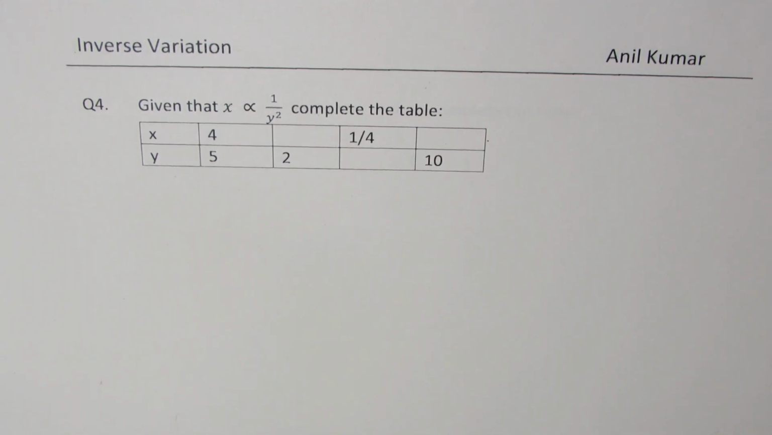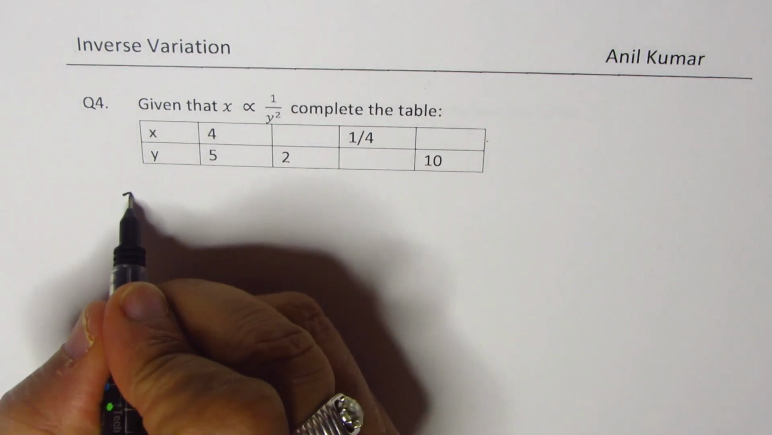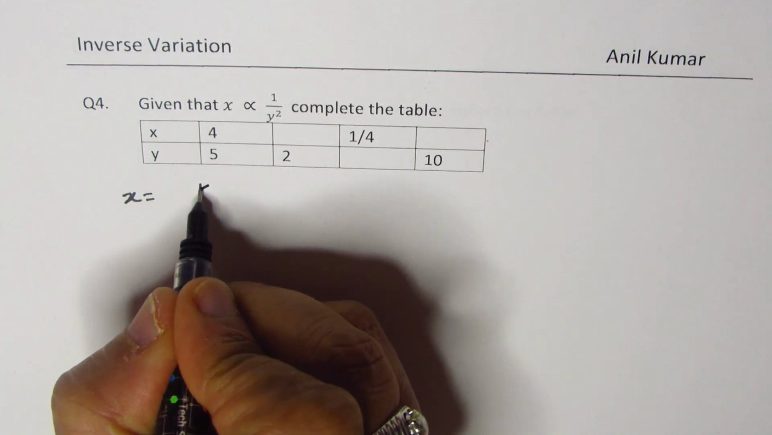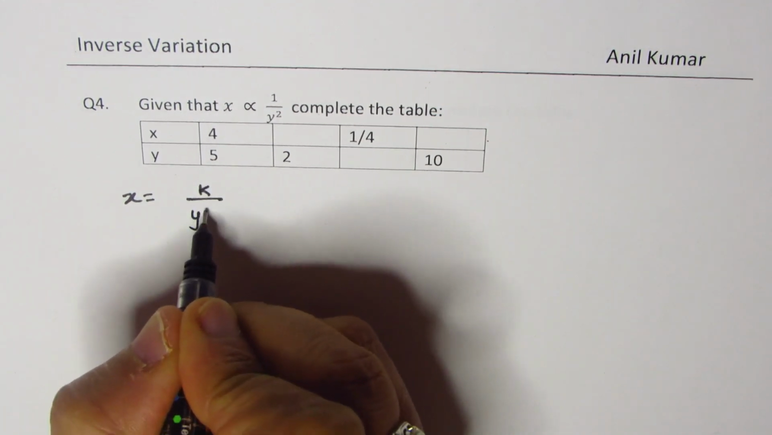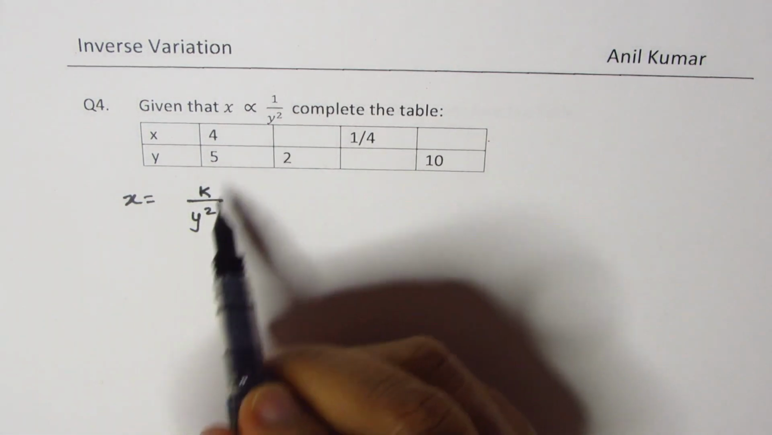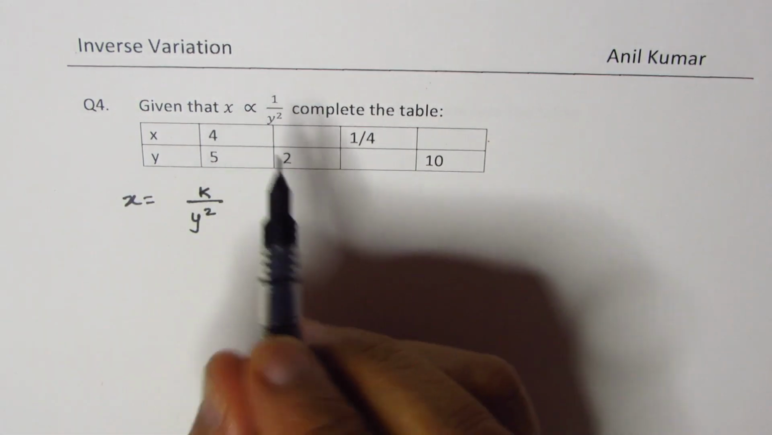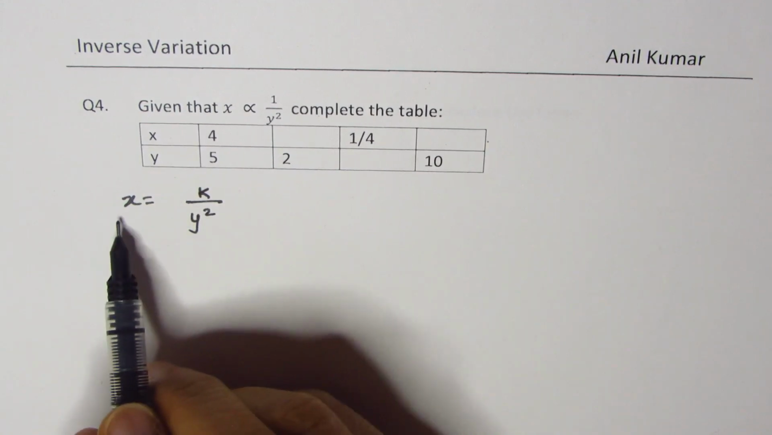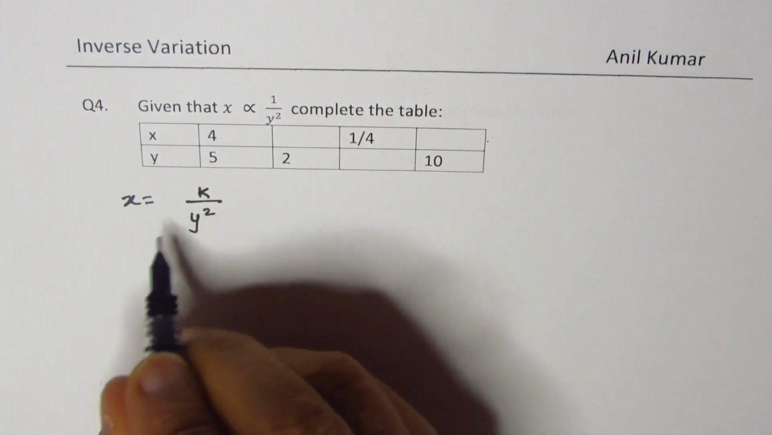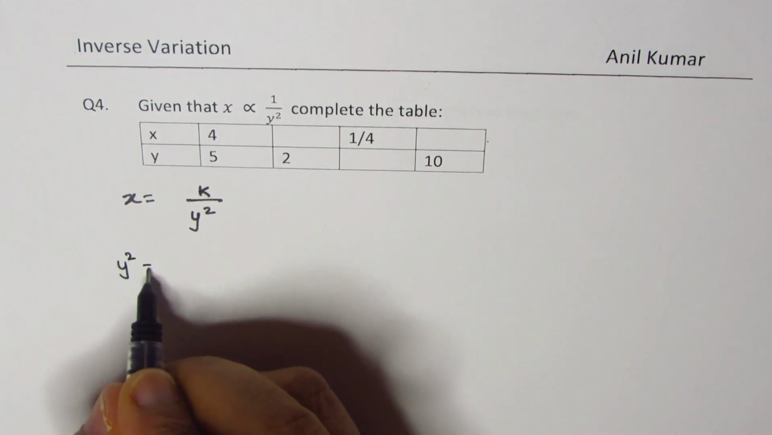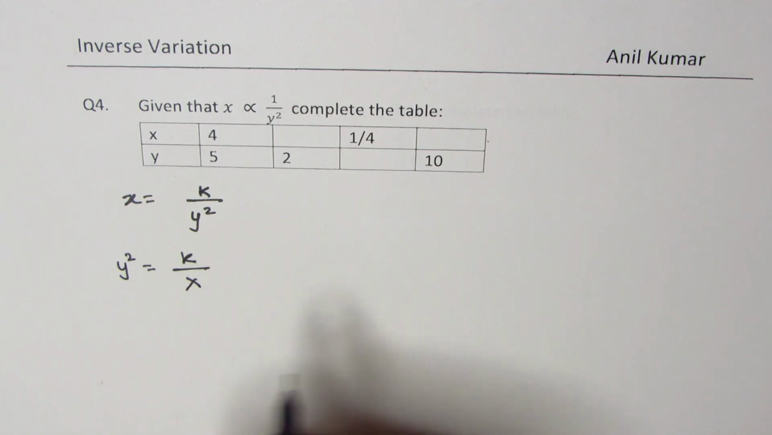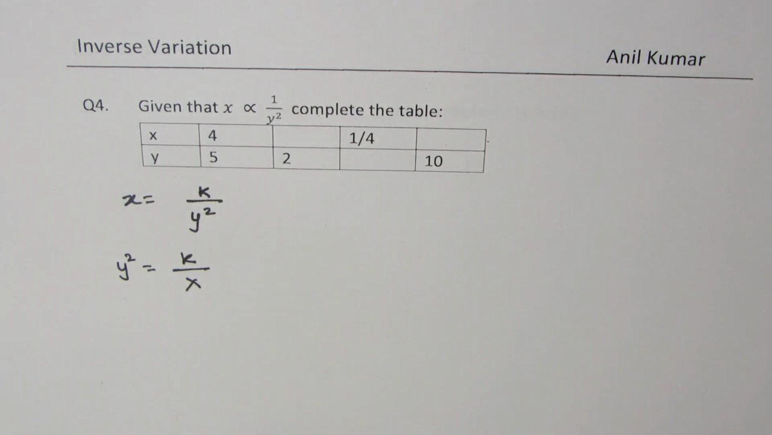Given that x is proportional to 1 over y square, so we write x is proportional to, I wrote equal to, so we write k over y square, a constant times, right? So that is how you can change the proportionality. Now, we have one relation for x, we can also find a relation with y, right? So that also gives us that y square is equal to k over x, right? So we could actually write it in both ways.